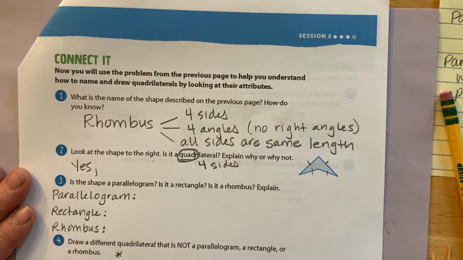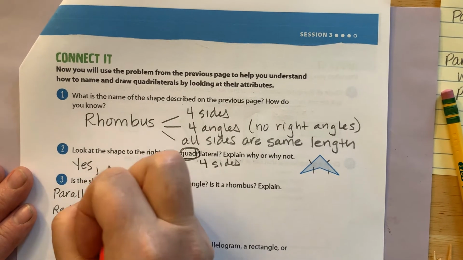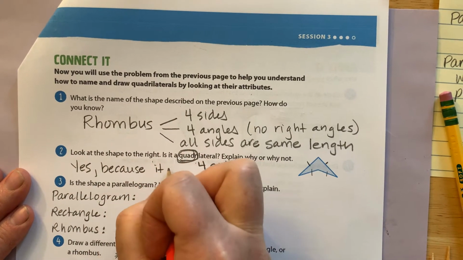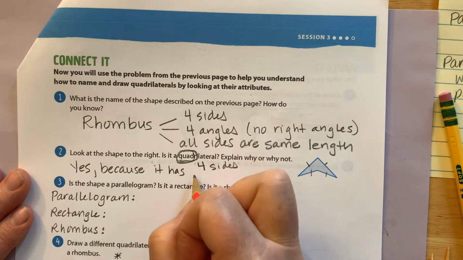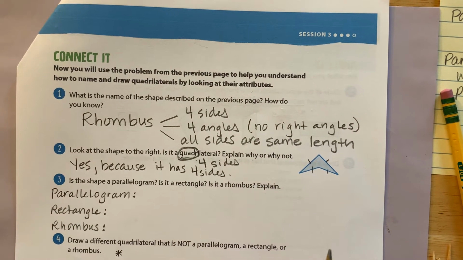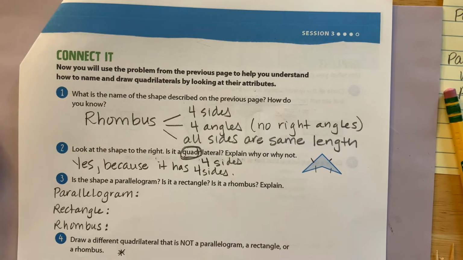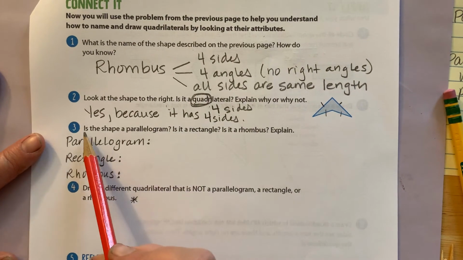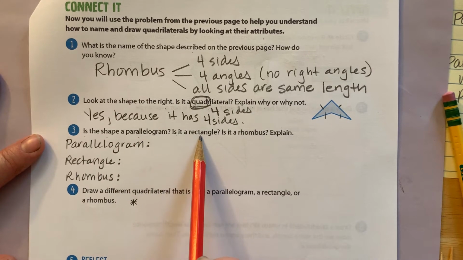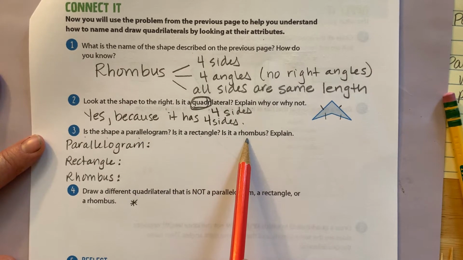And why is it a quadrilateral? Because it has 4 sides. I'm out of space and I wrote it again because it has 4 sides. Okay, let's move on to number 3. Is the shape a parallelogram? Is it a rectangle? Is it a rhombus?